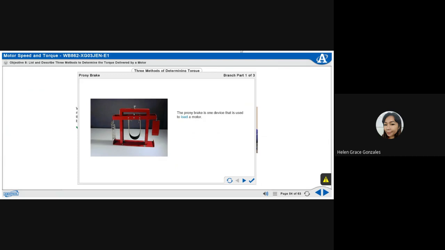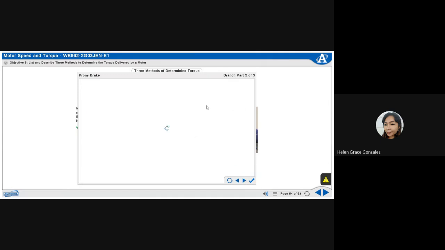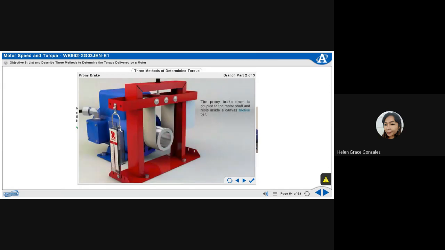The prony brake is one device that is used to load a motor. This device also has the ability to indicate how much load is applied to the motor. The prony brake drum is coupled to the motor shaft, and rests inside a canvas friction belt. As the canvas belt is tightened against the brake drum using the wing nut, the load on the motor is increased. This applies a force to the pivot arm.